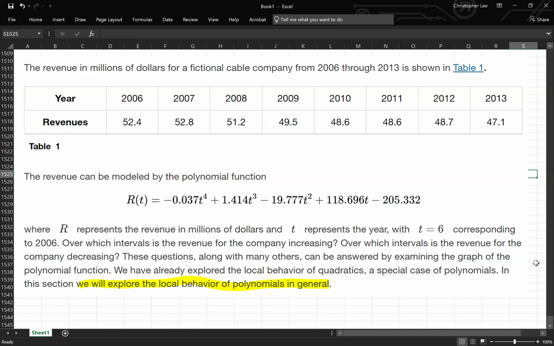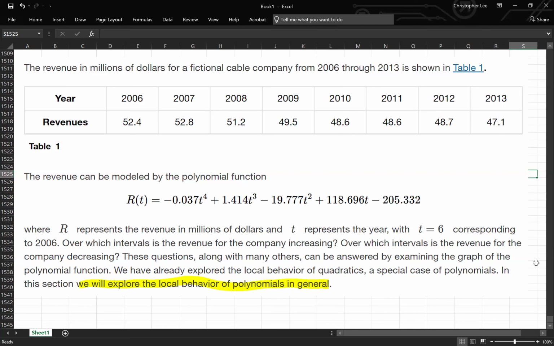Where R represents the revenue in millions of dollars and t represents the year. Because all of the years are 2000-something, you could just use t equals 6, 7, 8, etc. You get what it means, with t equals 6 corresponding to 2006, for example. Over which intervals is the revenue of the company increasing and over which intervals is it decreasing? These questions, along with many others, can be answered by examining the graph of the polynomial function.